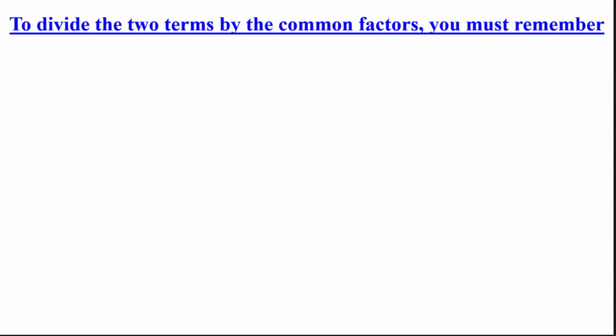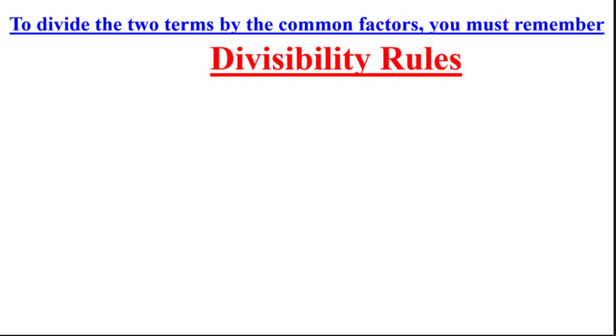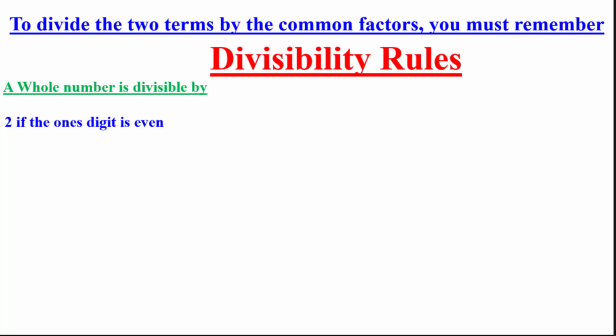To divide the two terms by the common factors, you must remember the divisibility rules. We studied divisibility rules before. The first: a whole number is divisible by 2 if the ones digit is even. For example, 12, 166, 20, 72, 84, 100, and 324. Look at the ones place. If the ones place is 0, 2, 4, 6, or 8, it is an even number, so it's divisible by 2. This is the first rule.